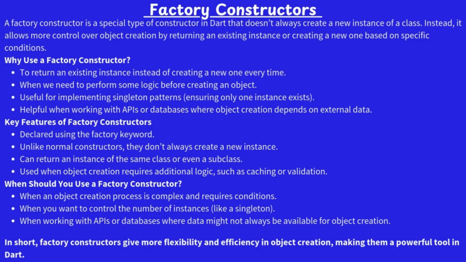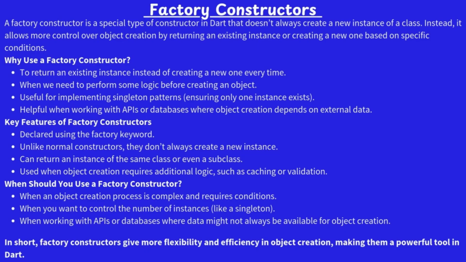Now, let's talk about the key features of factory constructors. First, they are declared using the factory keyword, which distinguishes them from normal constructors. Unlike regular constructors, they don't always create a new instance. Instead, they can return an existing object or even an instance of a subclass. They allow us to perform additional logic before object creation, such as validation, caching, or applying conditions before returning an instance.